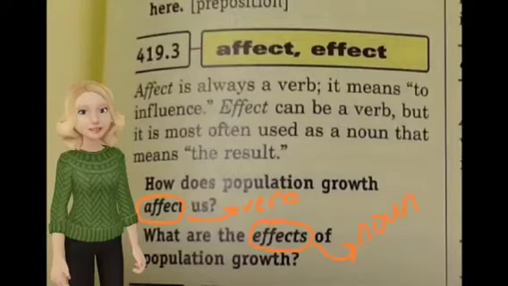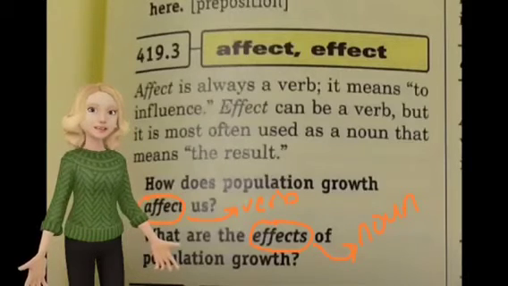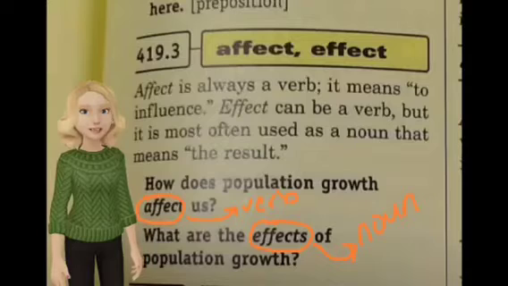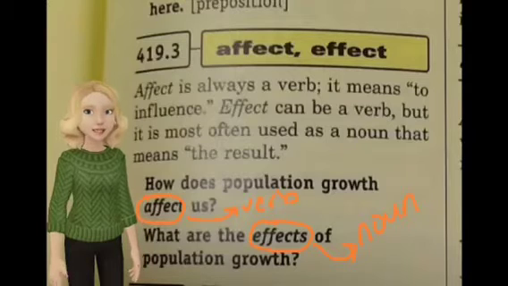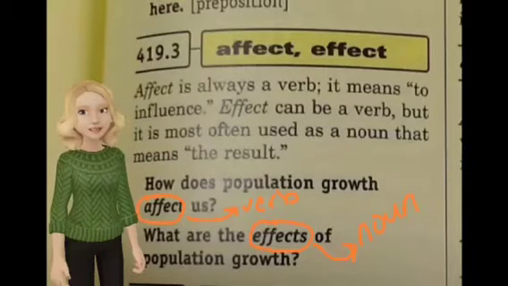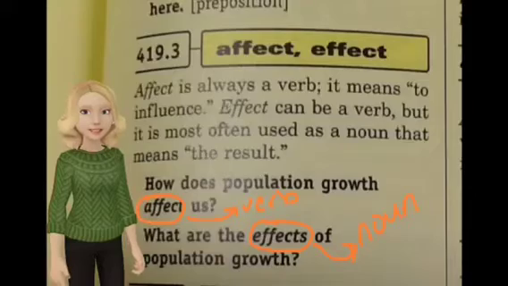So as you can see in that first sentence, how does population growth affect us? It's used as a verb. It's an action word. And in the second sentence, effect is a noun. What are the effects of population growth?